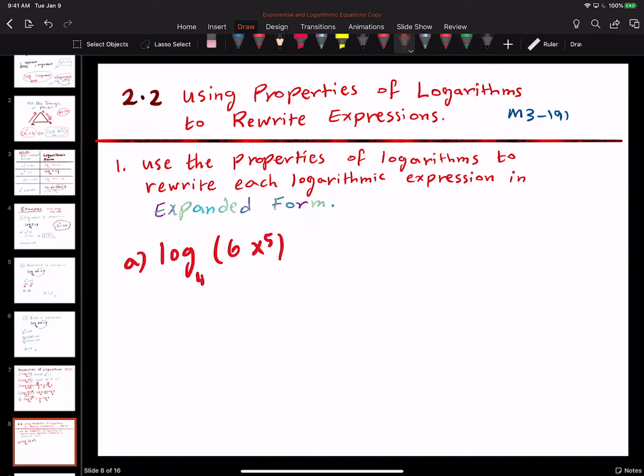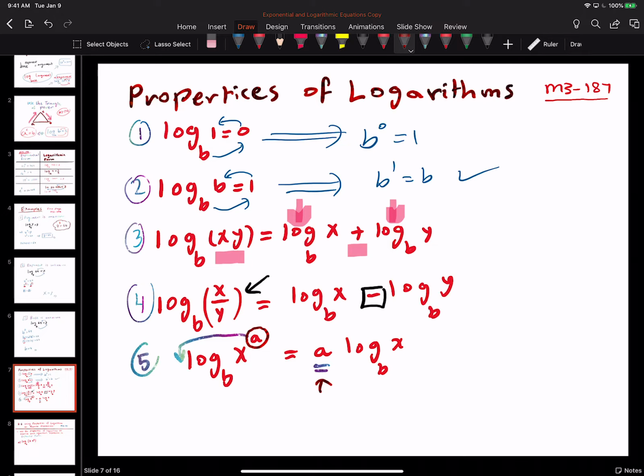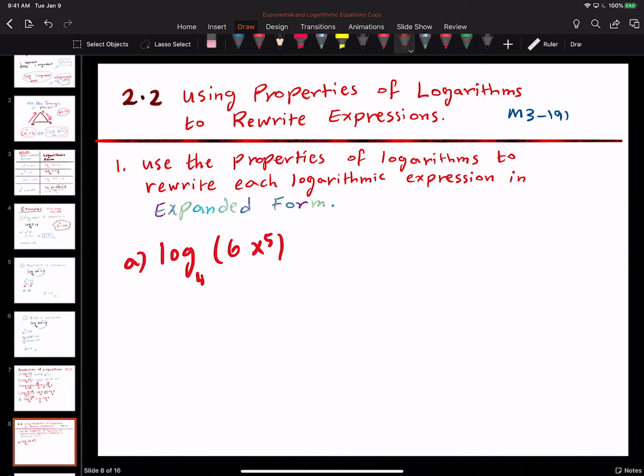2.2, using properties of logarithms to rewrite expressions on M3 191. Use the properties of logarithms to rewrite each logarithmic expression in expanded form. So we're going to expand it, make it longer, just like those rules. See, the right hand side is longer than the left hand side, especially on rule number 3 and 4 and 5. So let's write this in an expanded form.